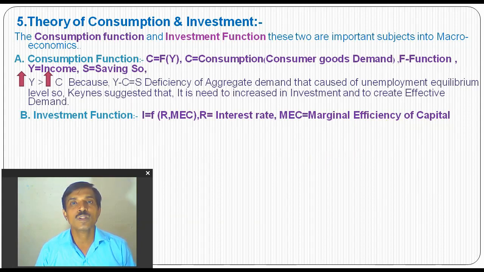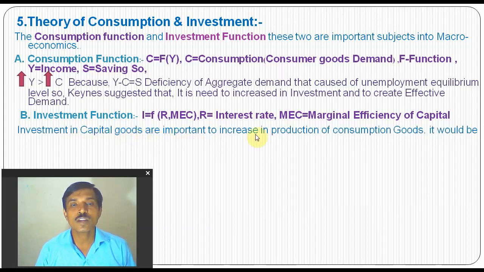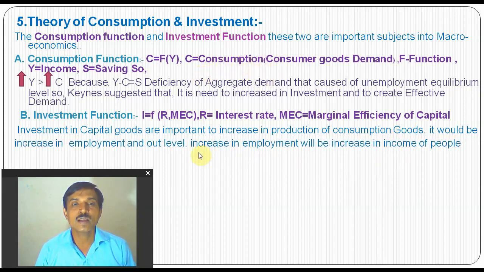So at a time the investor takes his decision on the basis of what is the rate of interest charged for his capital and what are the expected returns from the capital, meaning the marginal efficiency of capital. And investment in capital goods is important to increase the production of consumption goods. So first, an increase in investment is needed to increase the consumption goods, and it would increase the employment.